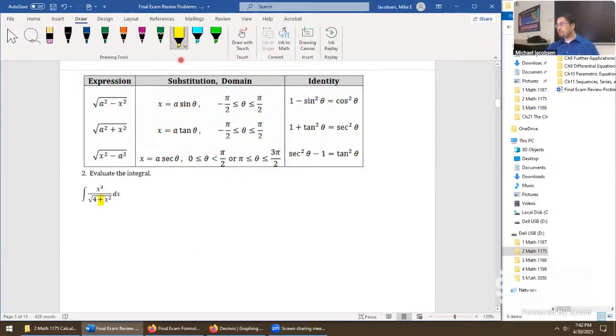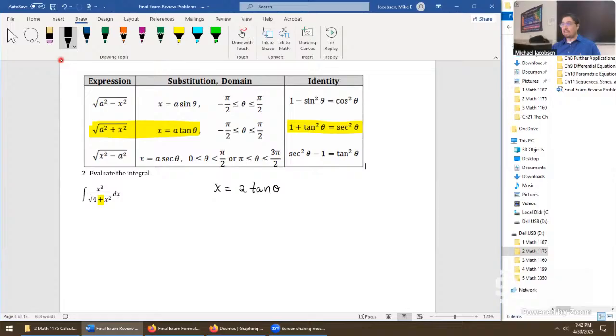Because of the plus, that directs us to the tangent here. And it means we'll also be using this identity almost assuredly. So let's start by saying x equals, the variable here is like the a squared, so it's telling us just to take a square root. So use 2 tangent theta.